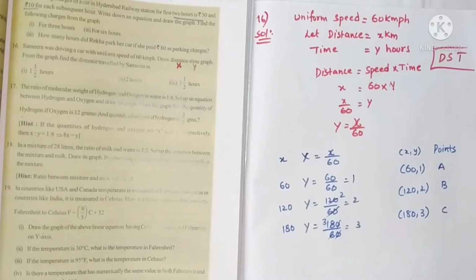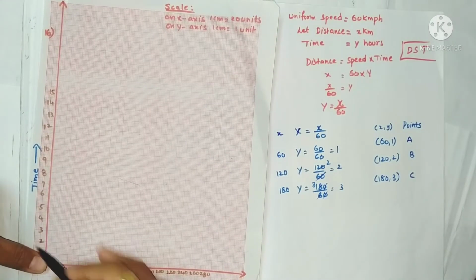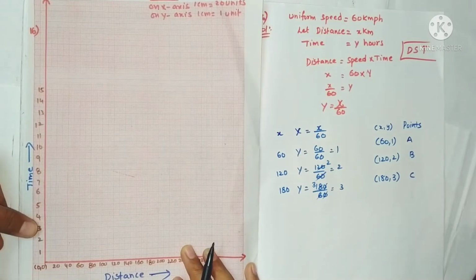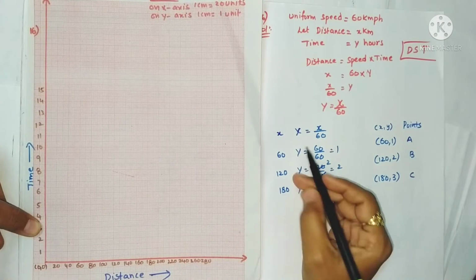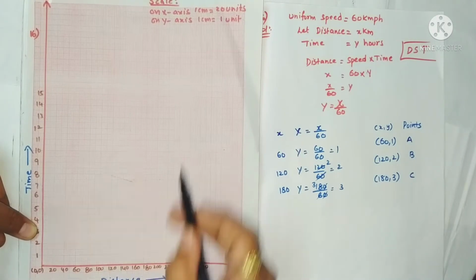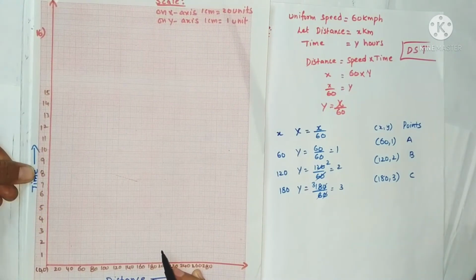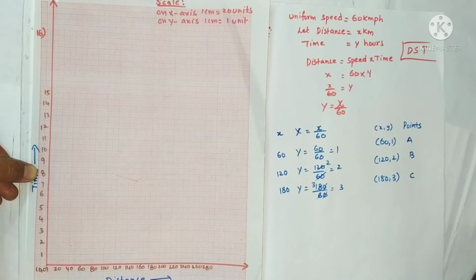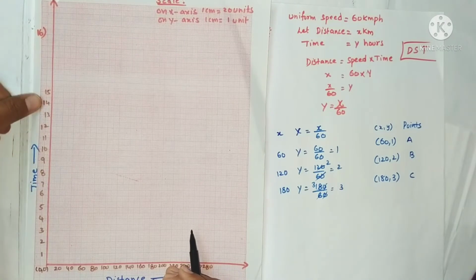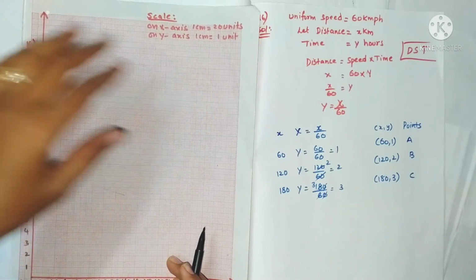Now we have to represent these 3 points on the graph. On the x-axis is distance and on the y-axis is time. Here x I took as 60, 120, 180, so I wrote 20, 40, 60, 80, 100 like that. So 1 centimeter equals 2 units here. For time, 1, 2, 3 like that came, consecutive numbers. So 1 centimeter equals 1 unit.